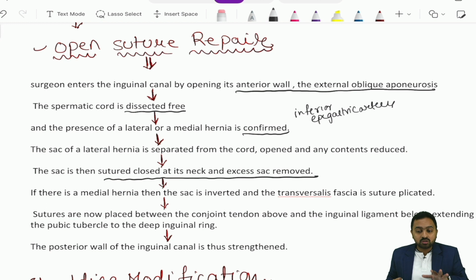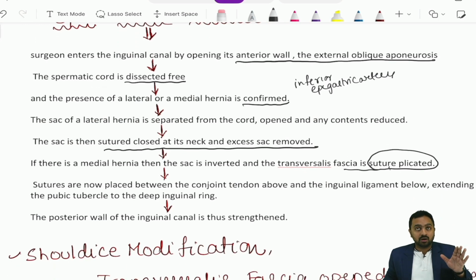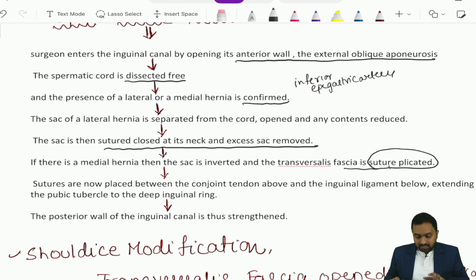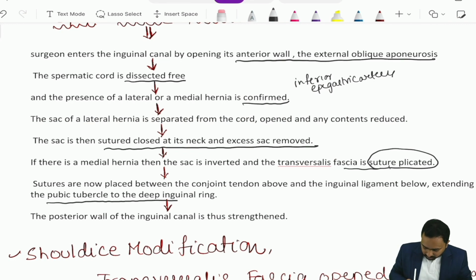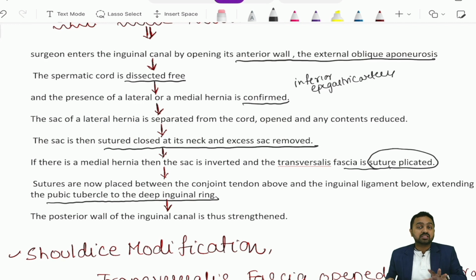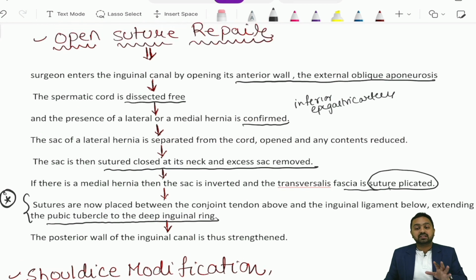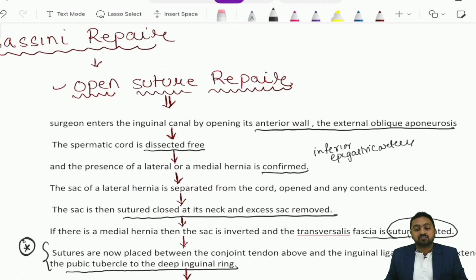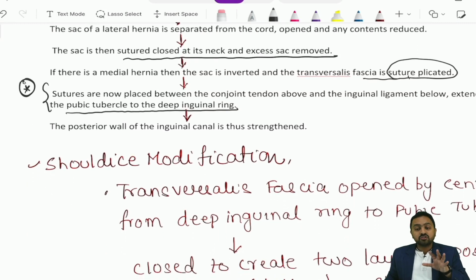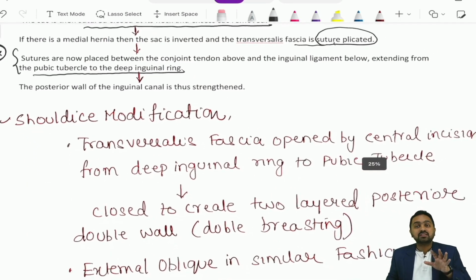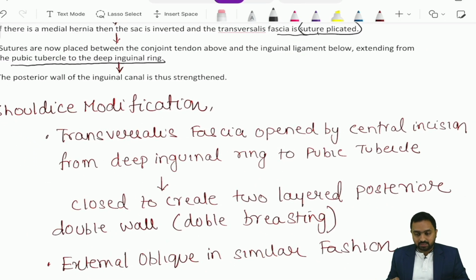Now, if there is a small medial hernia, then the sac is inverted and your transversalis fascia is suture plicated. So, now the sutures are placed between your conjoint tendon above and the inguinal ligament below, extending from the pubic tubercle to your deep inguinal ring, and the posterior wall is strengthened. So, this is what is done in your open suture repair, that is your Bassini repair. Now, you have your Shouldice modification. So, what happens in this Shouldice modification of your Bassini repair? Over here, the transversalis fascia is opened.